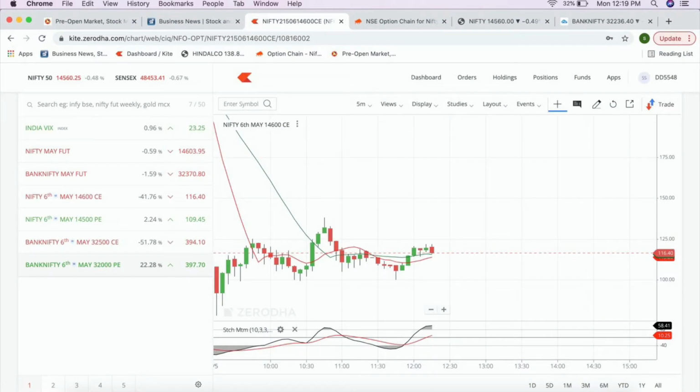So I trade in a Zerodha Demat account, and I have selected some of the strike prices of Nifty and Bank Nifty, both CE and PEs, and I'm still waiting for the chance of entry. Still, I could not find any high probability trade. The time is 12:20, and I'm still waiting patiently for my entry.